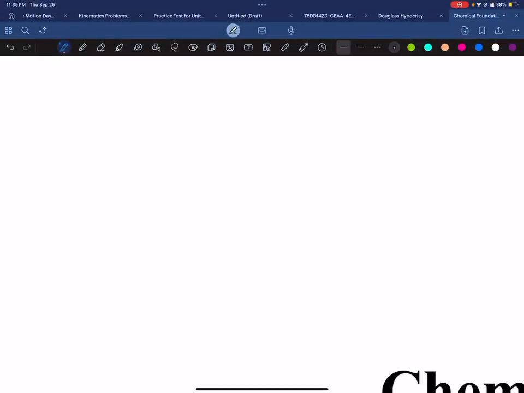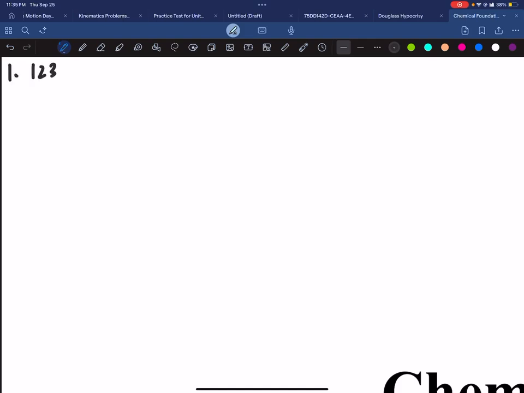Hello everyone, I will be going through the general rules of significant figures in chemistry. Let's start with the easiest rule, 123 and 12.17. All numbers that aren't zeros count as a significant figure. So this just becomes 3 significant figures. This becomes 4 significant figures.